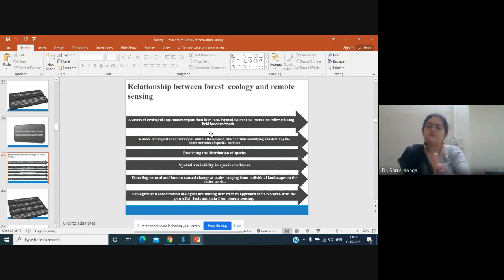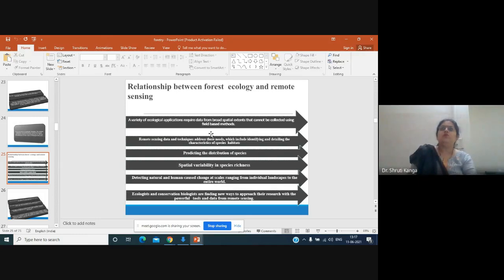In those areas, these techniques are helpful for gathering the information where we cannot reach due to the inaccessibility. Second, the remote sensing and GIS techniques address these needs, which include identification and detailing of the characteristics of the species. Then the third thing is prediction and distribution of species.